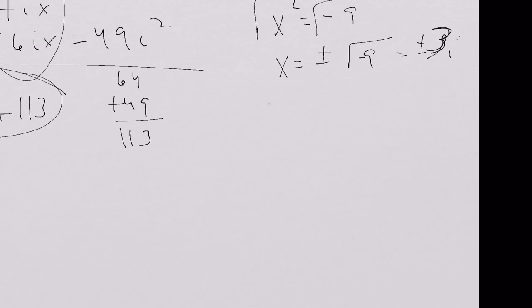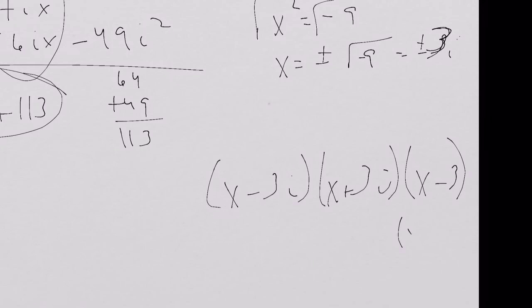So now when we finally, last step, write it out, we have x minus 3i, x plus 3i, x minus 3, and x plus 3. So the product of all that.